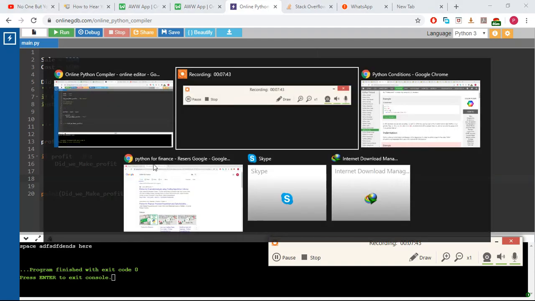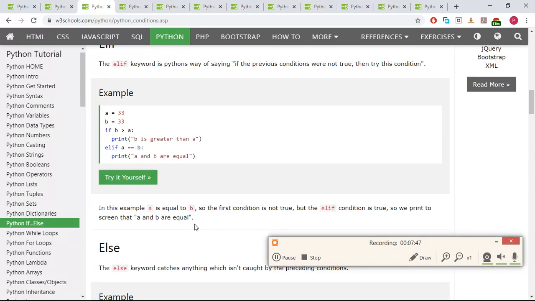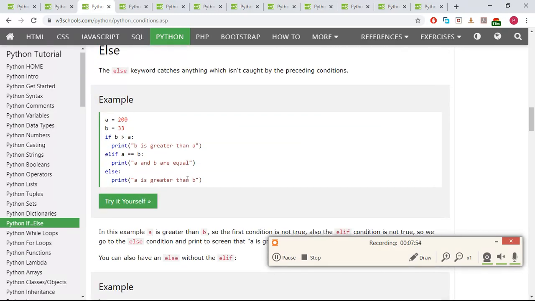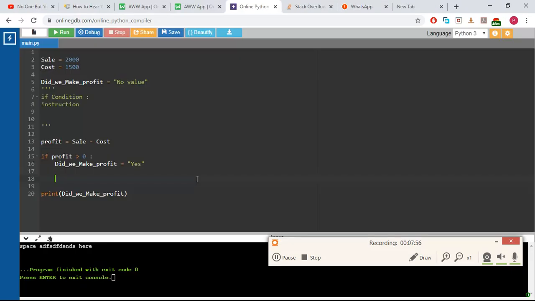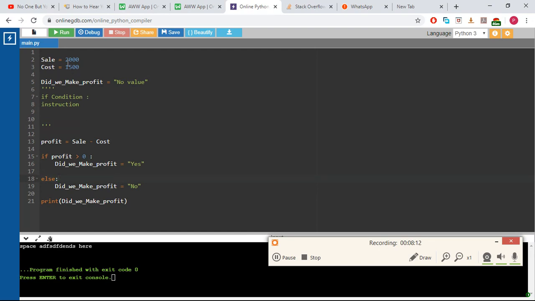Else, does else also come in? Wait, let me just check this. If else, oh, okay. All right. So else, did we make profit is equal to no, right? So I hope this makes sense.